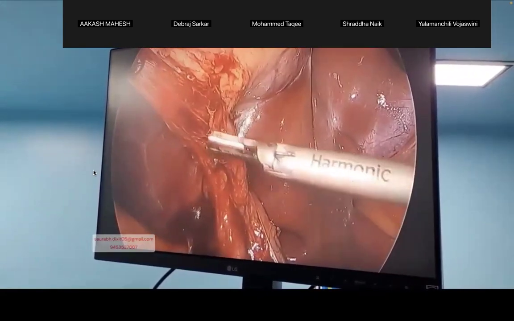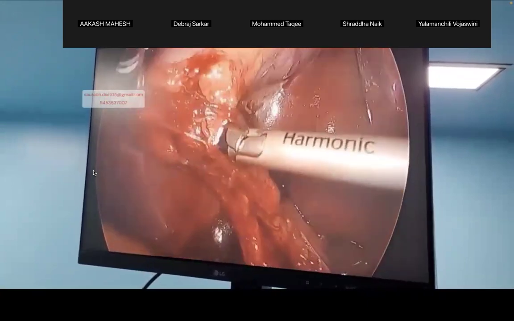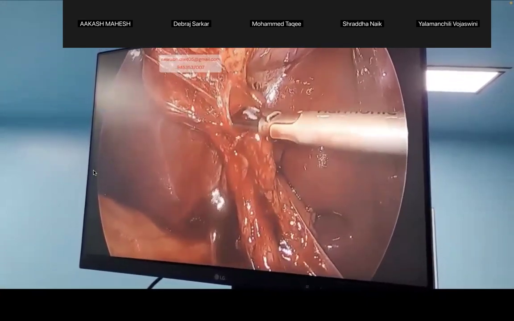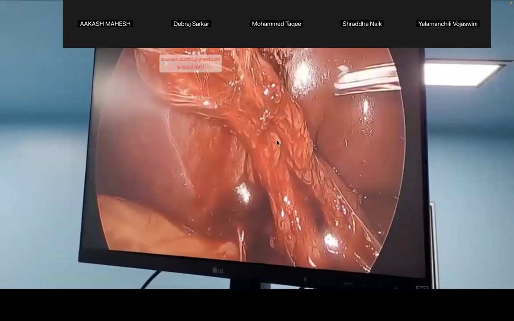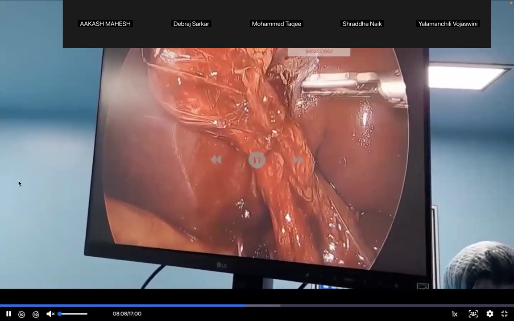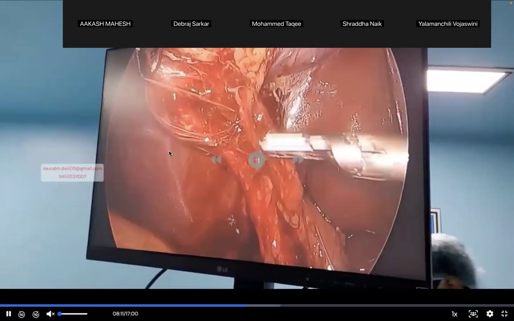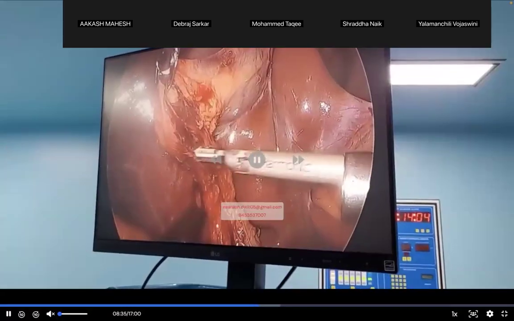So now, when I have opened up the posterior window of safety, now I am opening the Calot's. You should be knowing there are a lot of things in this, so just see. Okay, I need a pointer. Let us just move forward by 10 seconds.